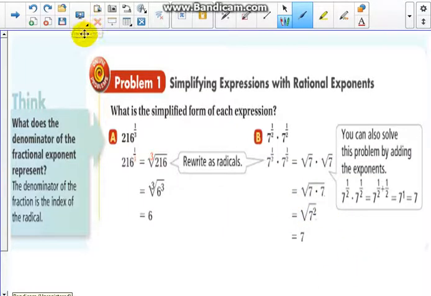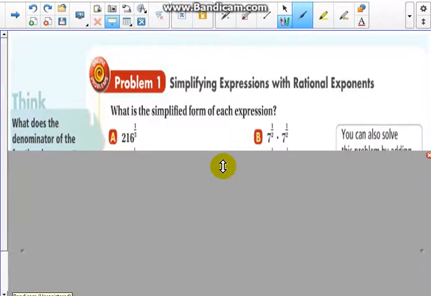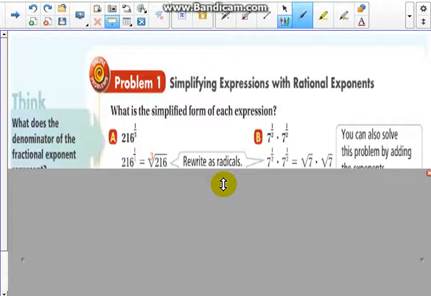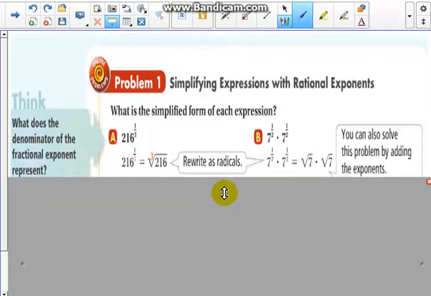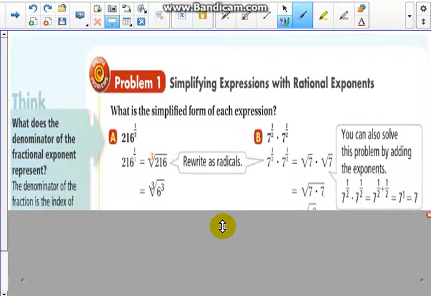Okay. So now, looking at problem 1, we're going to do more of the same. Simplify each expression. What is the simplified form of each expression? They give us 216 to the 1/3 power. So we know that's going to be the cubic root of 216. And now look at the right side. We have 7 to the 1/2 times 7 to the 1/2. And that's going to be radical 7 times radical 7. So rewrite them as radicals first.